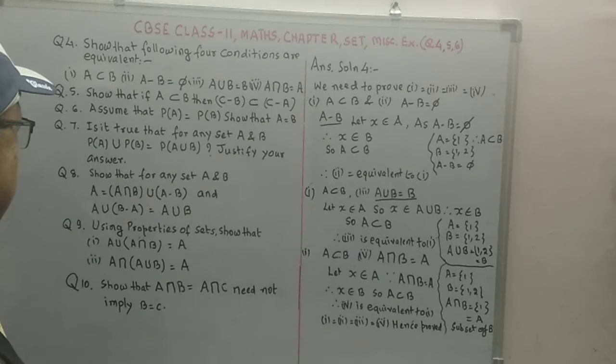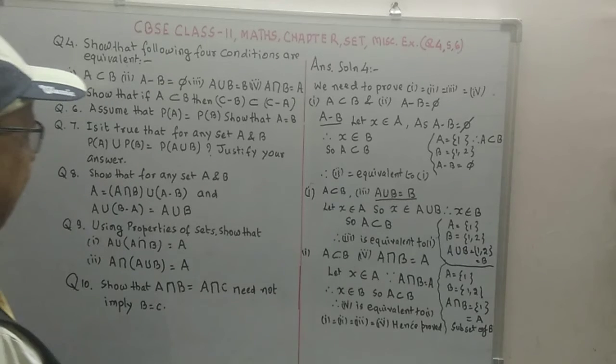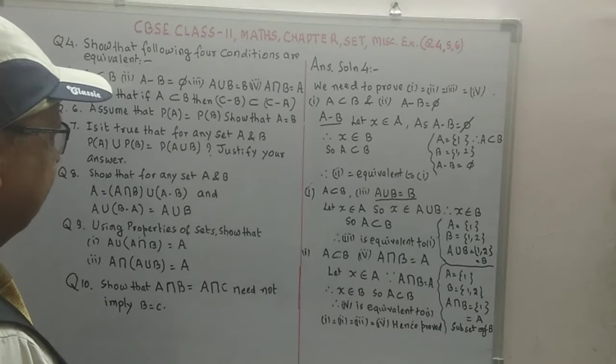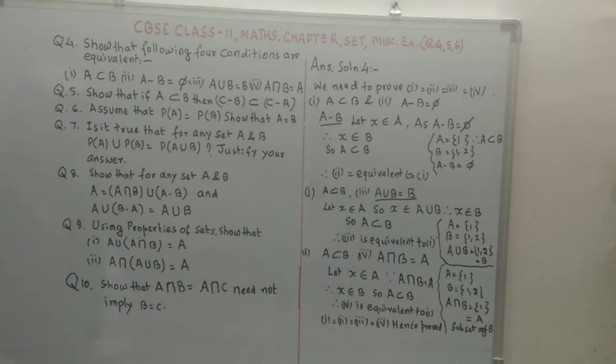Here it is given that first, A is subset of B; second, A minus B is phi; third, A union B is B; and fourth, A intersection B is A. Now we have to prove all 4 are equivalent. So we need to prove that 1 is equivalent to 2, 1 is equivalent to 3 and 1 is equivalent to 4. In that way we can prove all the 4 are equivalent.